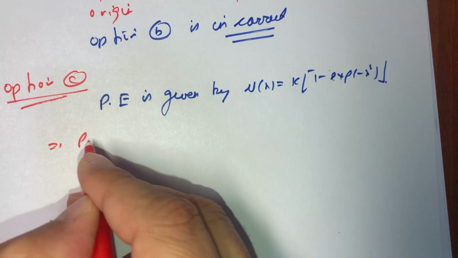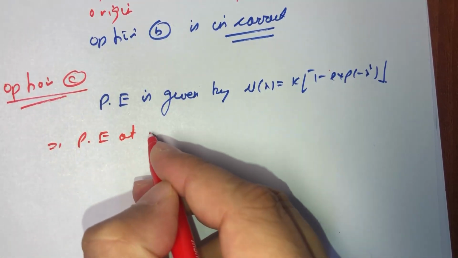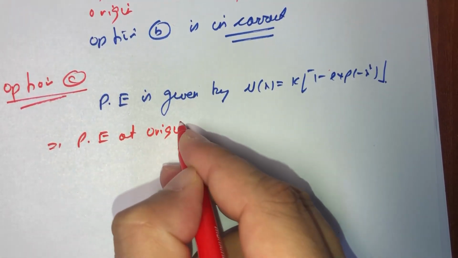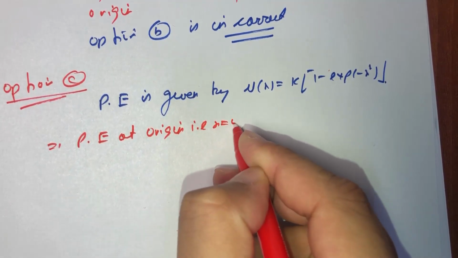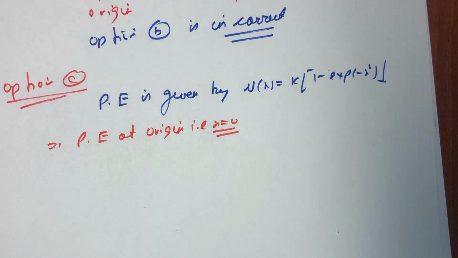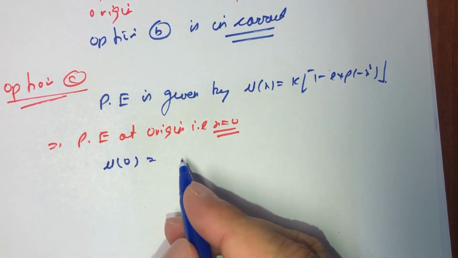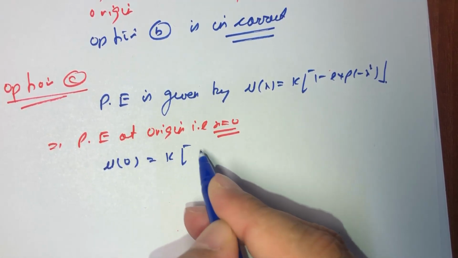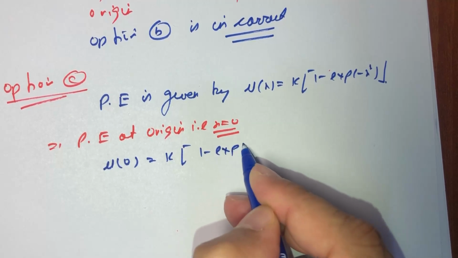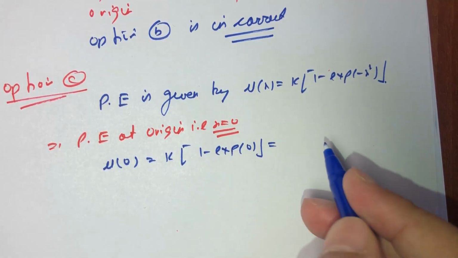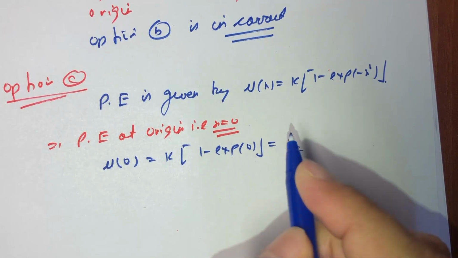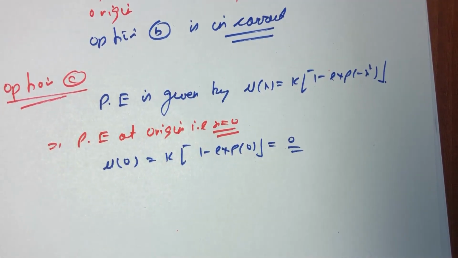So the potential energy at the origin, that is x equal to 0. We get U(0) = K(1 - exp(0)), and this will be equal to 0. And the limits of x are given from minus infinity to plus infinity.